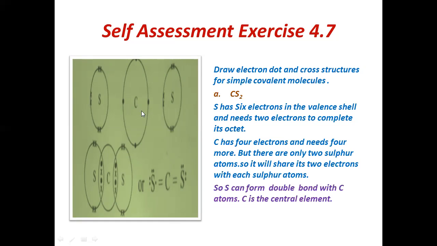You can see in this case carbon has 1, 2, 3, 4 electrons in the outermost shell, and sulfur has 1, 2, 3, 4, 5, 6 electrons in the outermost shell. It needs 2 electrons to complete the octet, while carbon needs 4 electrons to complete its octet. So carbon will share 2 electrons with this sulfur and 2 electrons with this sulfur, and then in turn will form double covalent bonds. So you can see in this case sulfur is making a double covalent bond with carbon, and then in turn a double covalent bond with another sulfur.